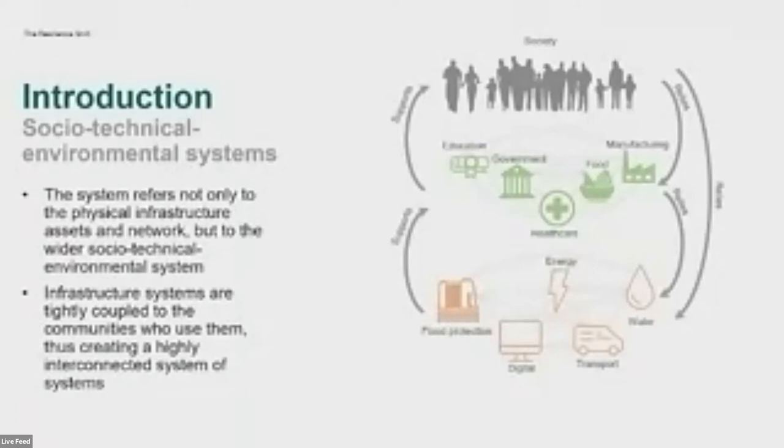So an excellent example of these types of interactions is seen in the example of the Cape Town Day Zero event, which I'll talk about. So I'd like to guide you through the vital role that community and the social systems played in avoiding what would have been a significant humanitarian incident.